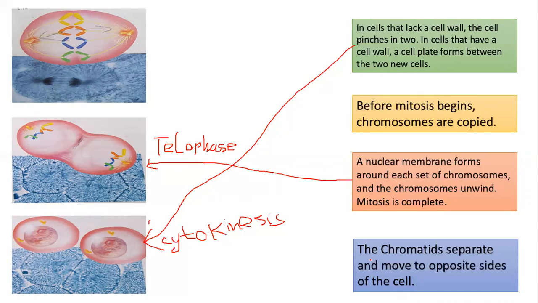The last sentence, the chromatids separate and move to the opposite side of the cell. Here, the chromatids separate and move to the opposite side of the cell. So we connect this sentence to these pictures. What do we call this phase now? Let's think together. Yes, excellent. We call this phase anaphase.